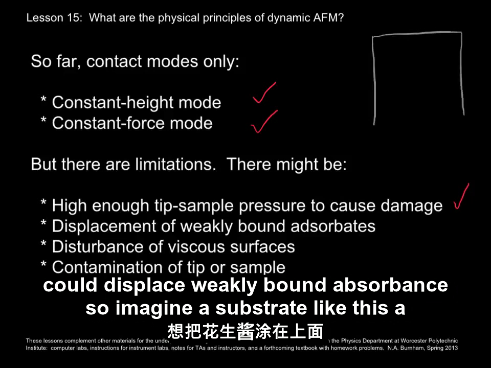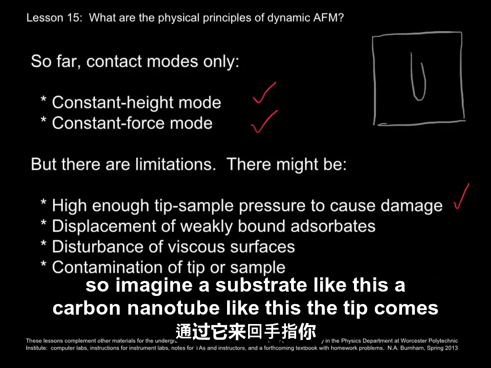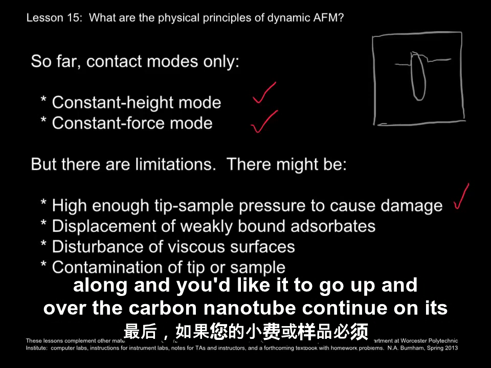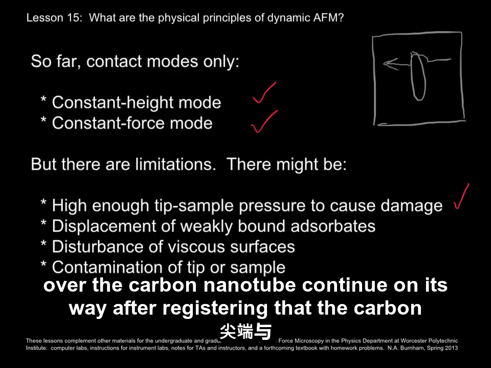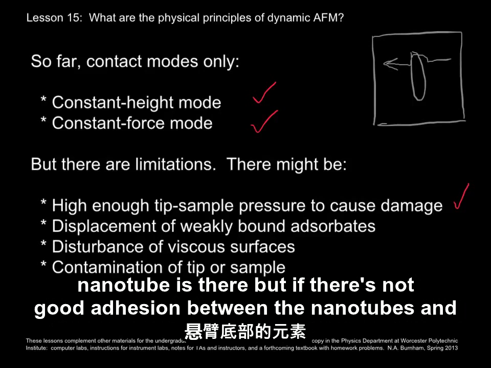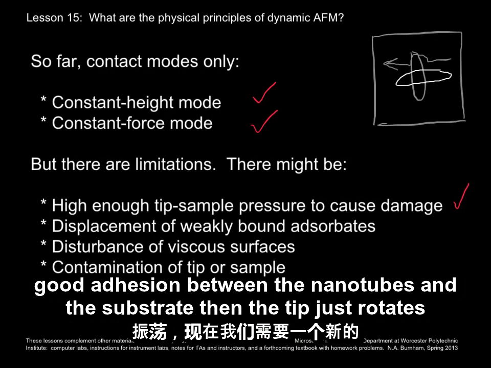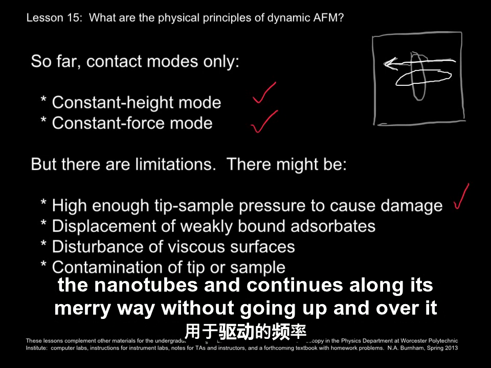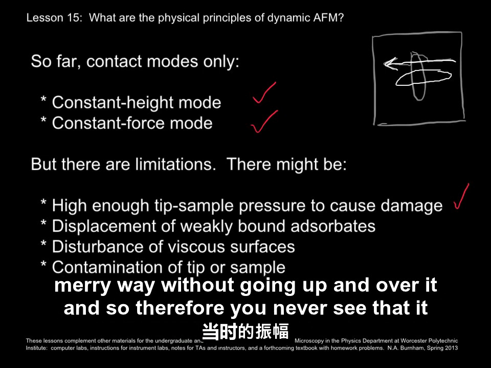So imagine a substrate like this, a carbon nanotube like this. The tip comes along and you'd like it to go up and over the carbon nanotube, continue on its way after registering that the carbon nanotube is there. But if there's not good adhesion between the nanotube and the substrate, then the tip just rotates the nanotube and continues on along its merry way without going up and over it. And so therefore you never see that it is there.